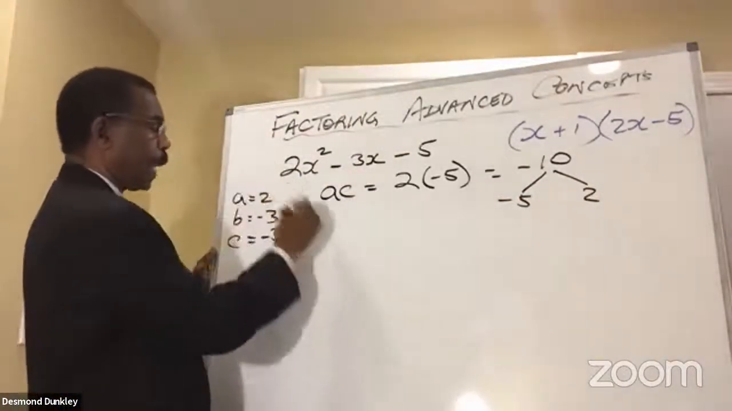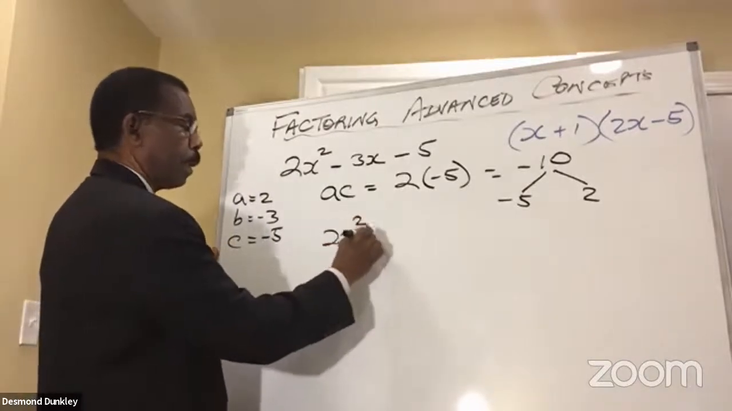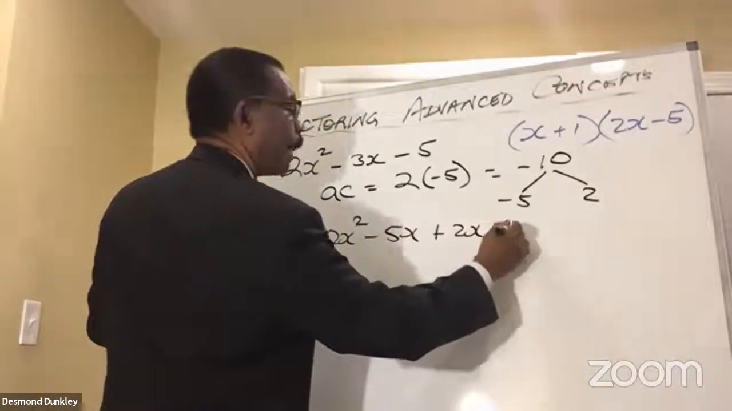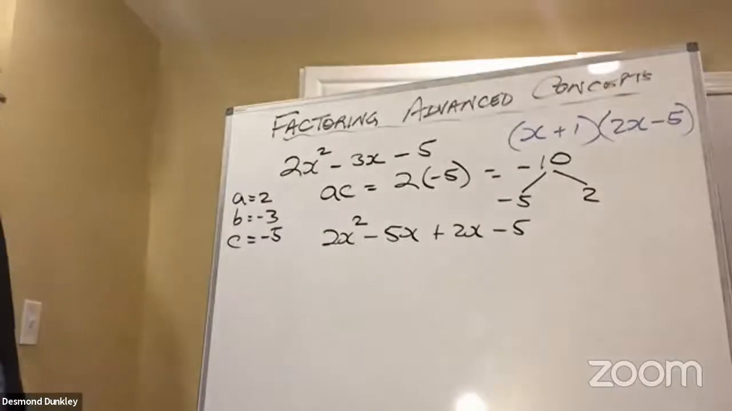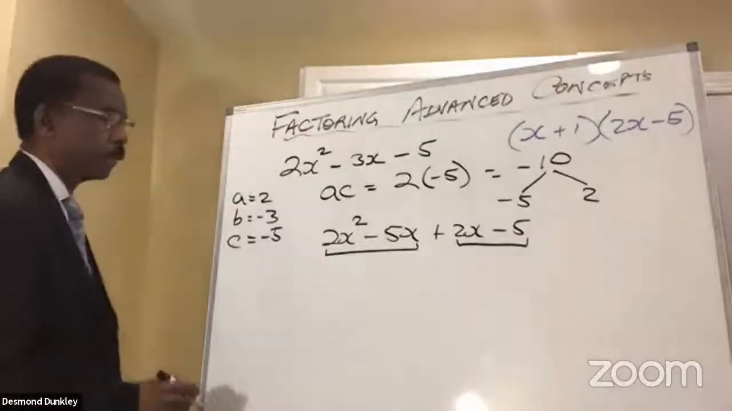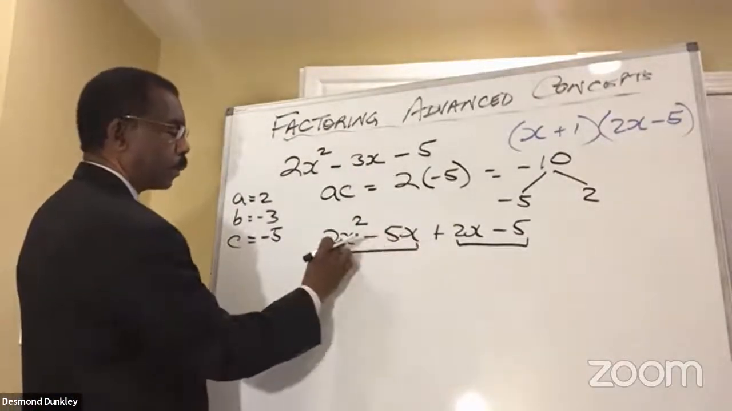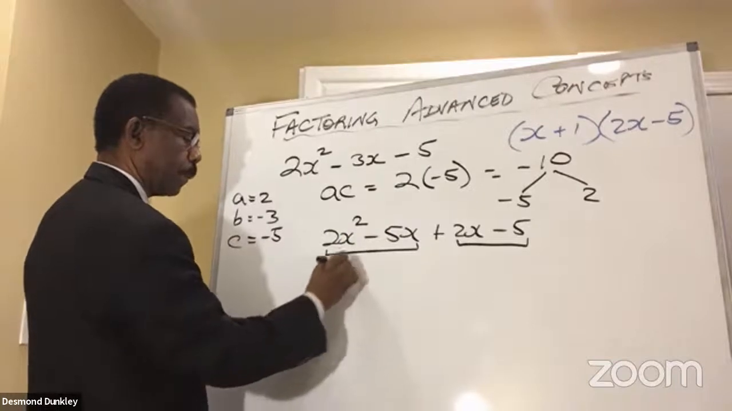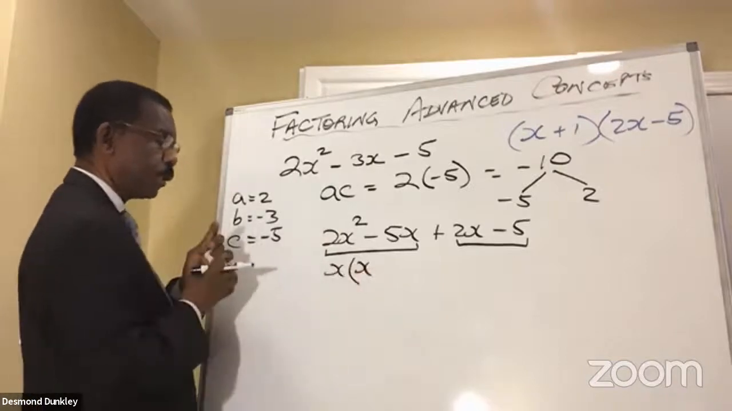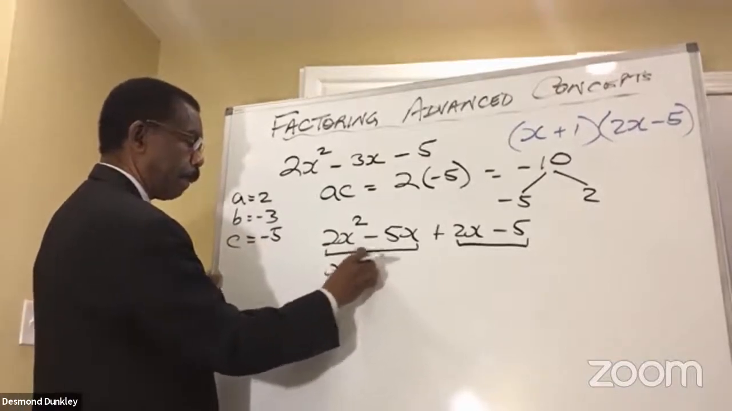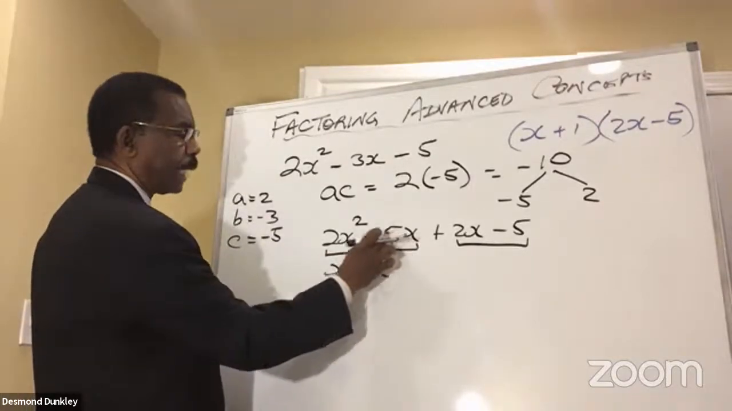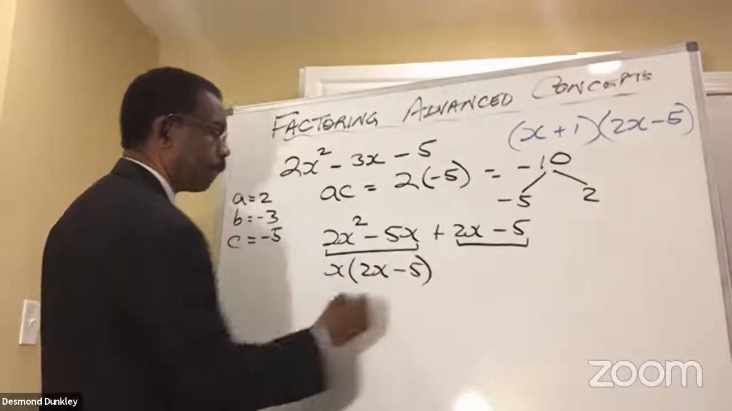So now we're going to write 2x squared minus 5x plus 2x minus 5. Group these two. What is common to these two? x and x. When I factor out the x out of this, I'm left with 2x. When I factor out the x out of this, I end up with minus 5.